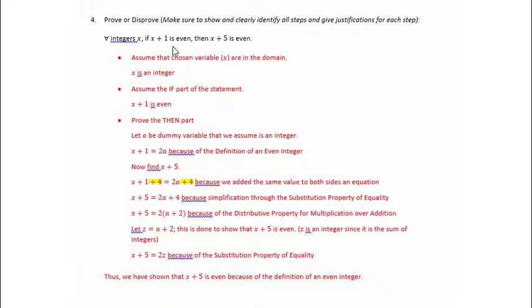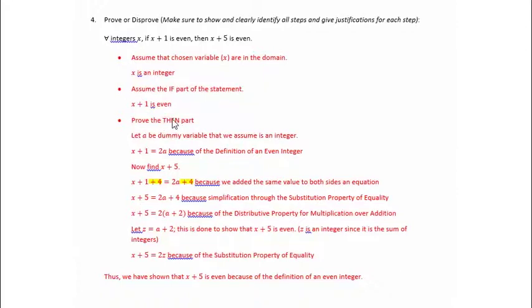Okay, so the next thing we want to do is assume that the chosen variable x is in the domain. In other words, x is an integer, since we're talking about for all integers. And then we're going to assume the if part, if x plus 1 is even. So we're going to assume x plus 1 is even. Then what we have to go about doing is prove the then part.